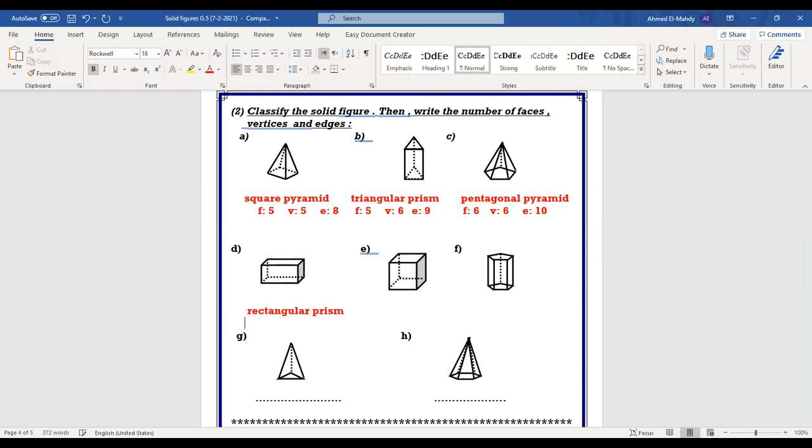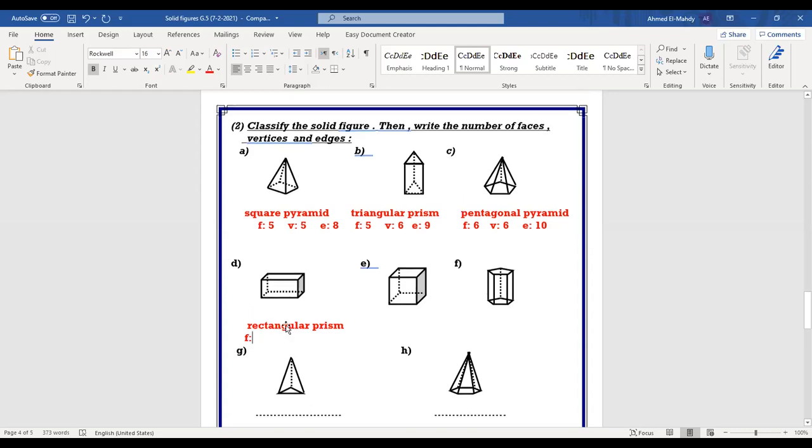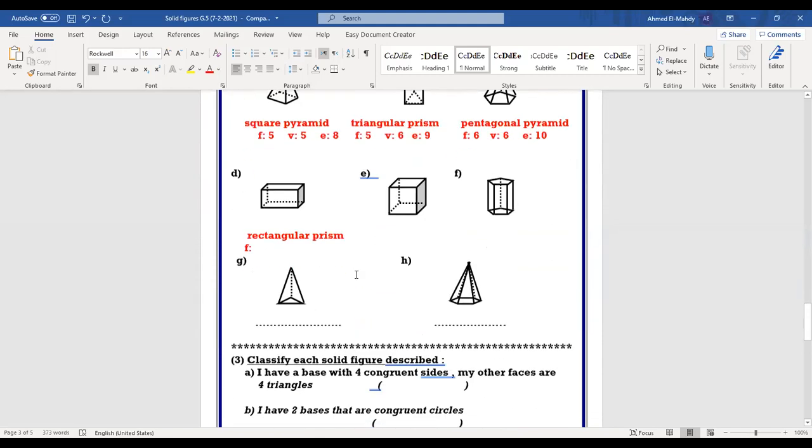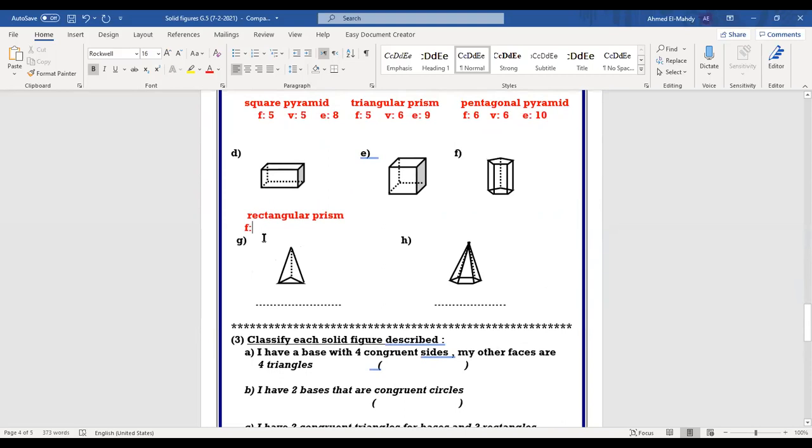How many sides in the rectangle? 4 sides. To find the faces in the prism, plus 2. To find the vertices, multiply by 2. To find the edges, multiply by 3. Faces: 4 plus 2 equals 6. Vertices: 4 multiplied by 2 equals 8. And the edges: 4 multiplied by 3 equals 12. The next one.